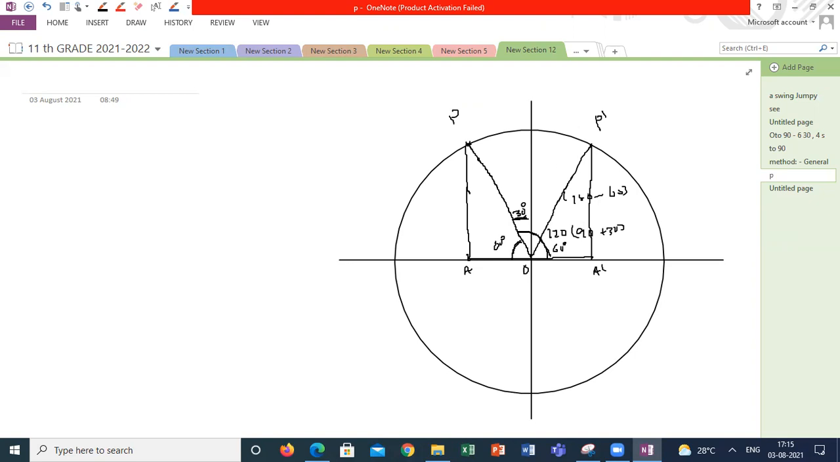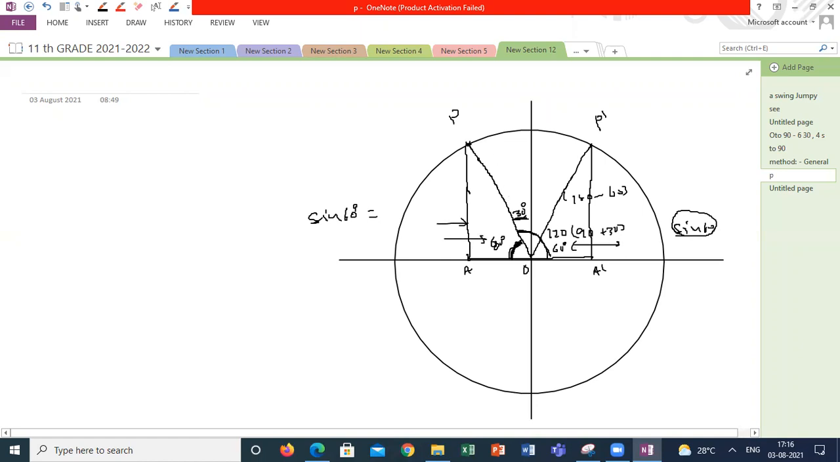Your OPA and OP dash A dash are both congruent triangles. If you are writing 180 minus, that means you are taking the same ratios. Whatever the sine ratio, sine 60 will be exactly equal to, here also sine 60. That means sine 60 is equal to sine of 90 plus 30 or 180 minus 60, because if I'm taking sine 60 for this triangle, sine 60 for this triangle is the same.